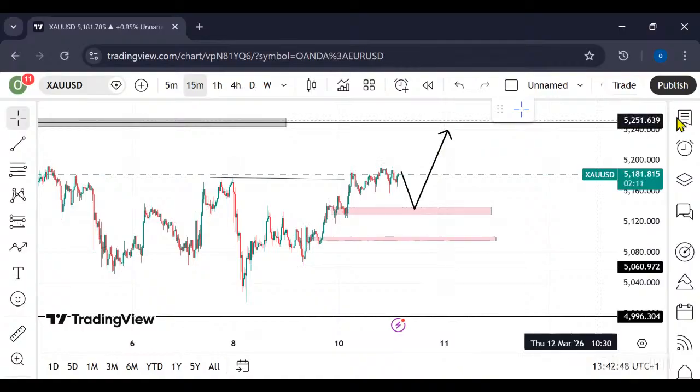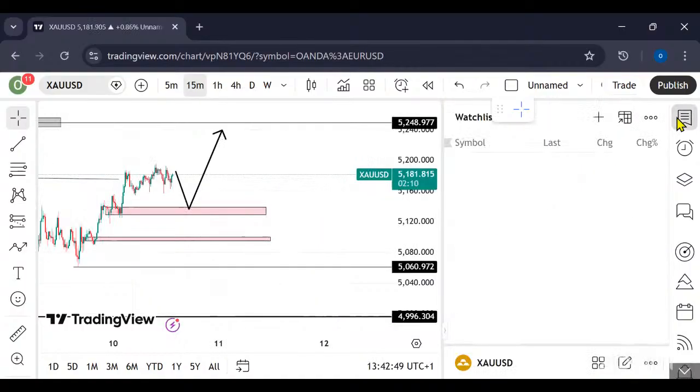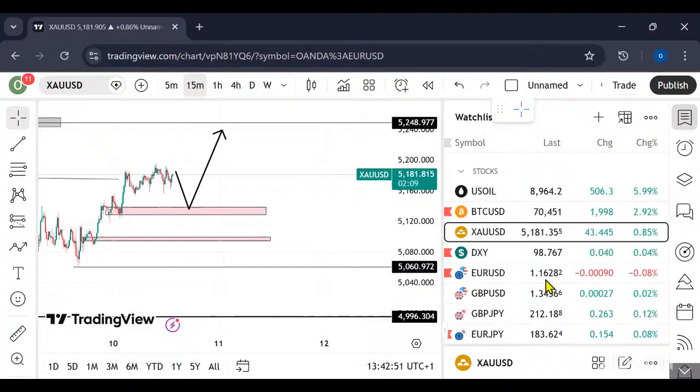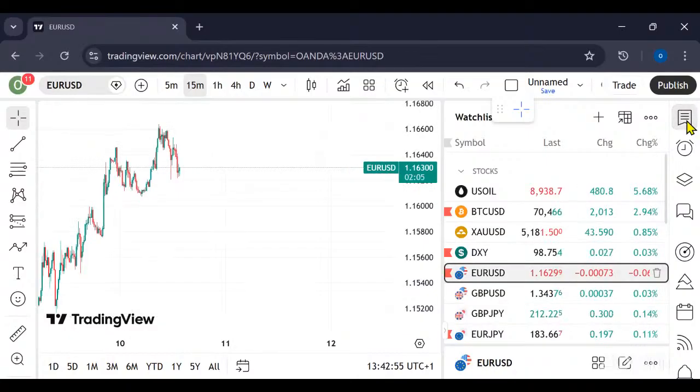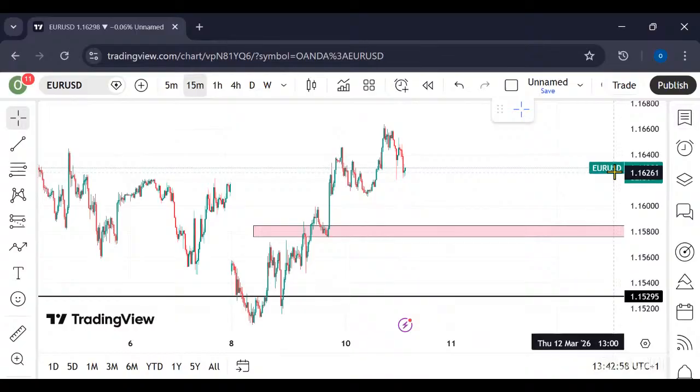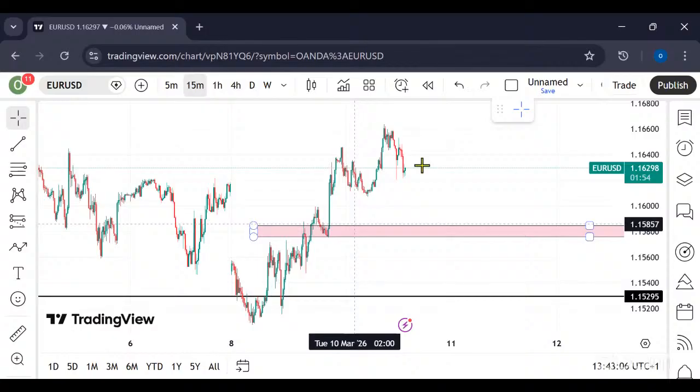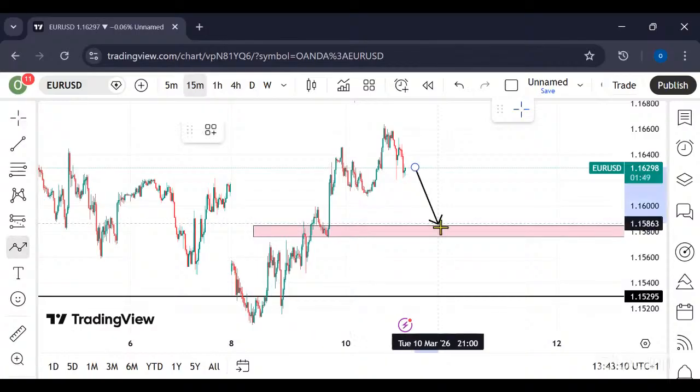Let's go over to GBP USD. No, Euro USD. Now for Euro USD, I'm expecting Euro USD to drop down to 1.15800. So I'm expecting it to drop down to this my demand zone area here, and we look for another buy.